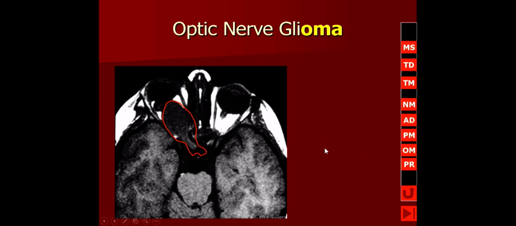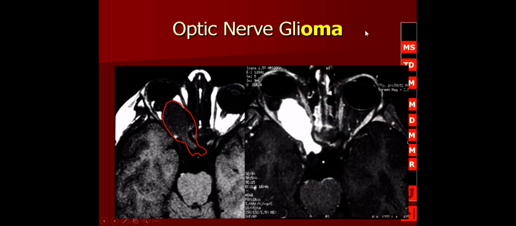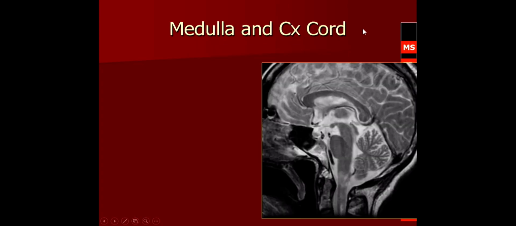We know what optic nerve gliomas look like. This is the same example I showed you earlier in the lecture on neurofibromatosis type 1. So just to remind you.